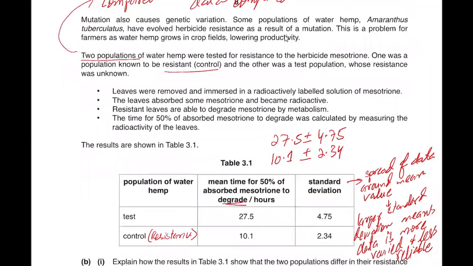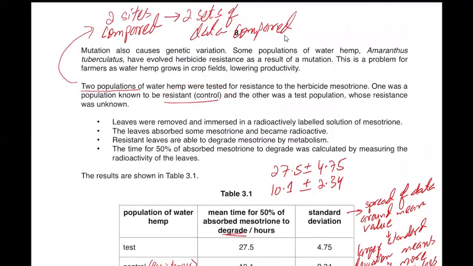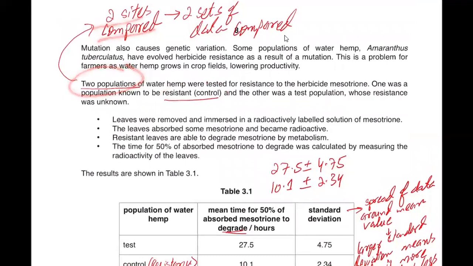They say further, 2 populations of water hemp were tested for resistance to the herbicide mesotrione. The mesotrione kills water hemp, and it is used by farmers to make sure that water hemp gets killed so the crops survive. One was a population known to be resistant, which is the control. Another population was a test whose resistance was unknown. So there are 2 populations, meaning we are comparing 2 sets of data: one for the resistant control, which can degrade mesotrione, and the other a test population whose resistance is unknown.